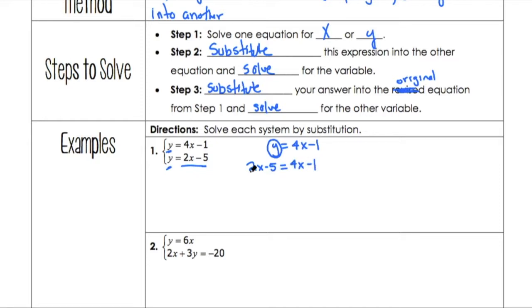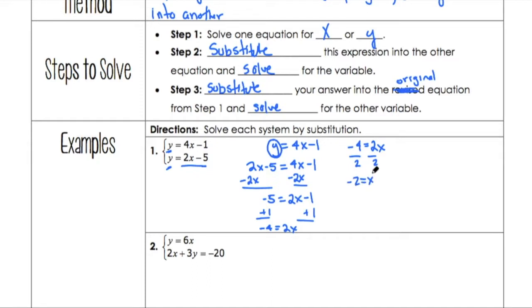But now what we've done is we've created one equation, and the only variable in this equation is x. In the previous line we had two variables, y and x. That was too many variables in one equation for us to find the value of either of them. So now that we have one equation with one variable, we can find out what the value of x is. So we'll go ahead and solve this. I'm going to subtract 2x from both sides, and I'll get negative 5 is equal to 2x minus 1. I'll then add 1 to both sides. Negative 4 is equal to 2x. And I'll divide both sides by 2. That will give me negative 2 is equal to x.